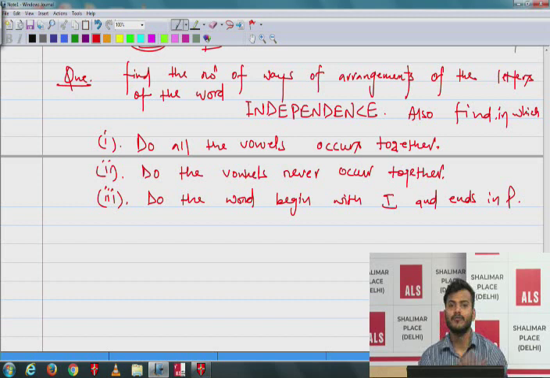So yes, there are a total of 4 parts. First of all, you have to find the total number of arrangements where repetition is there. Some of the objects are repeated, so you have to take care of that. And there are some more parts: first, all the vowels are together, then no 2 vowels are together, and lastly, do the words begin with I and end in P. So these are the parts which you have to solve. Now tell me the answer for the first part.